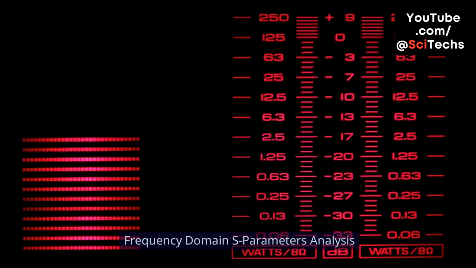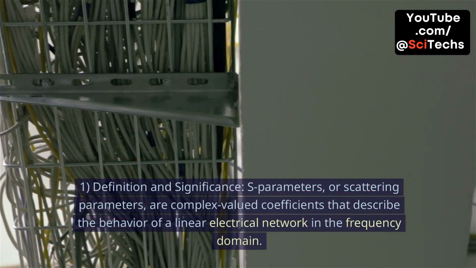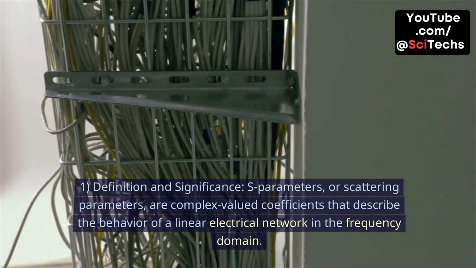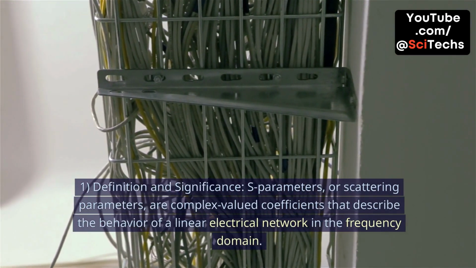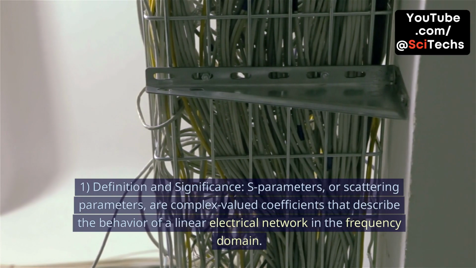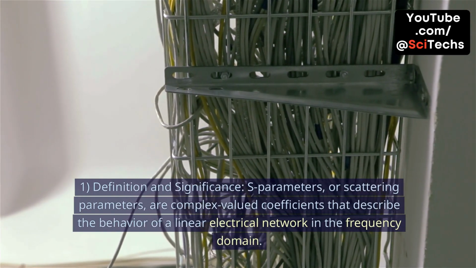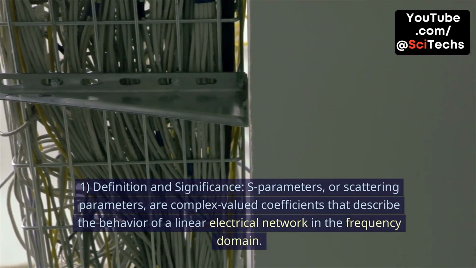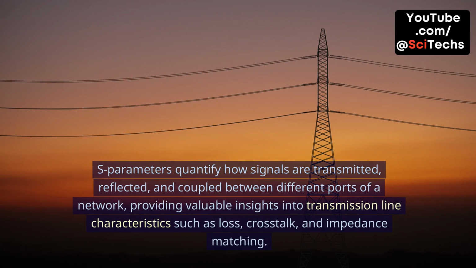Frequency domain S-parameters analysis. 1. Definition and significance. S-parameters, or scattering parameters, are complex valued coefficients that describe the behavior of a linear electrical network in the frequency domain. S-parameters quantify how signals are transmitted, reflected, and coupled between different ports of a network, providing valuable insights into transmission line characteristics such as loss, crosstalk, and impedance matching.